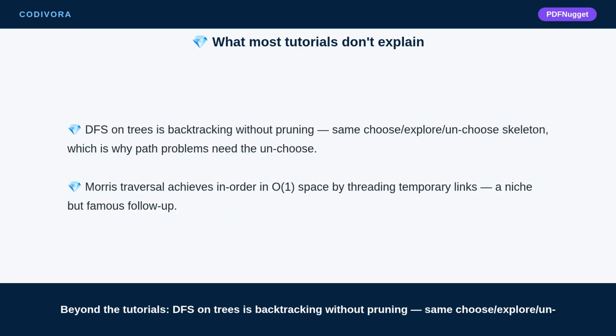And what most tutorials never tell you. DFS on trees is backtracking without pruning. Same choose, explore, unchoose skeleton, which is why path problems need the unchoose. Morris's traversal achieves in order in O of one space by threading temporary links, a niche but famous follow-up.